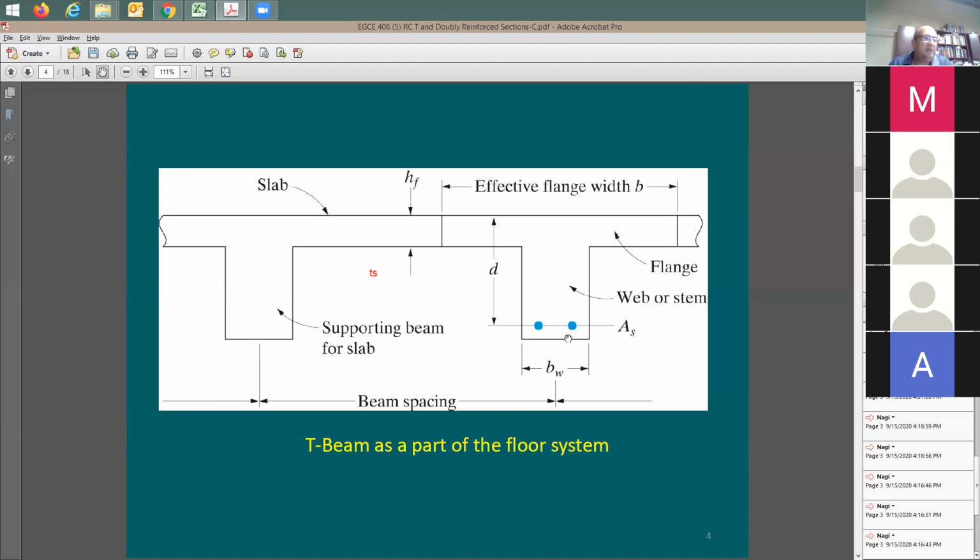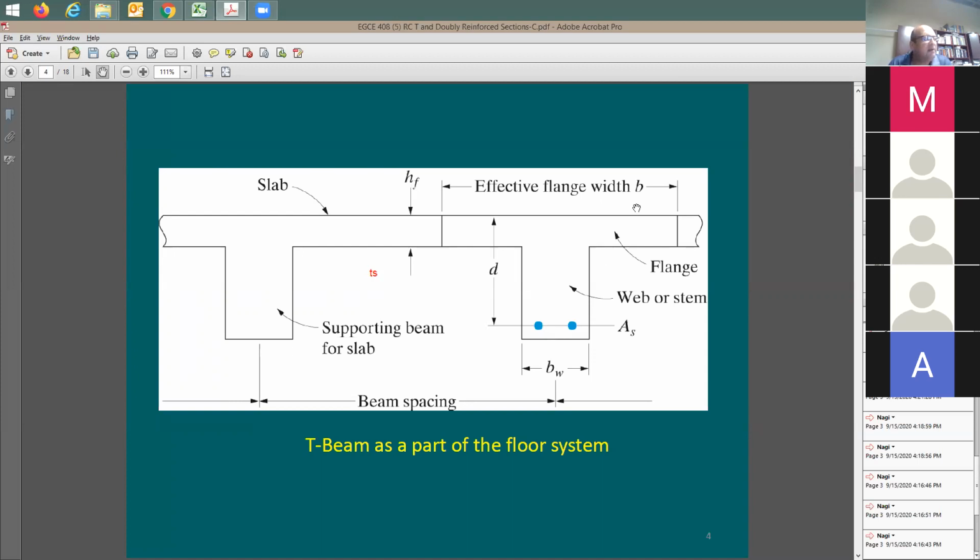The depth to the tension rebars is going to be the same. It's going to be this d, the one that we used to use. A_s is going to be the total cross-sectional area of the tension reinforcing. B_w: instead of b in the rectangular section, now we're going to call it b_w, which is the width of the web. To be sure that we differentiate between b_w and b.